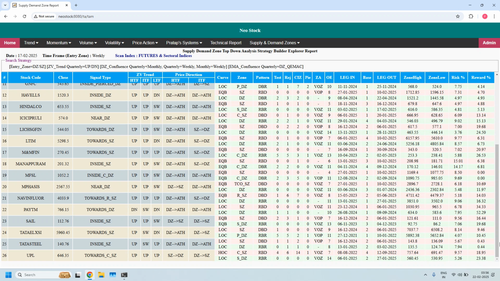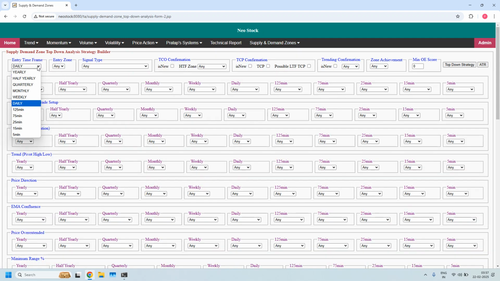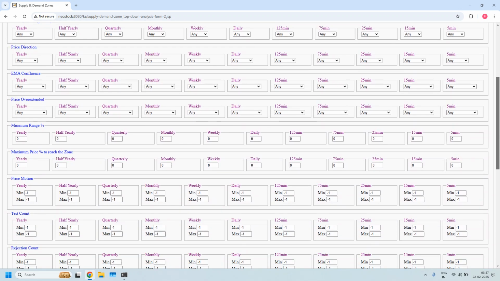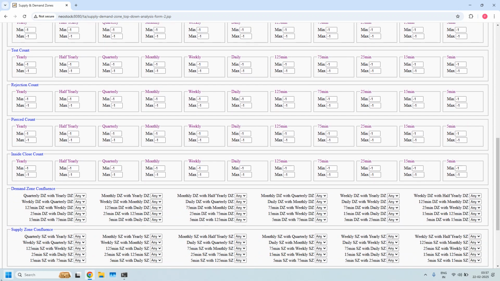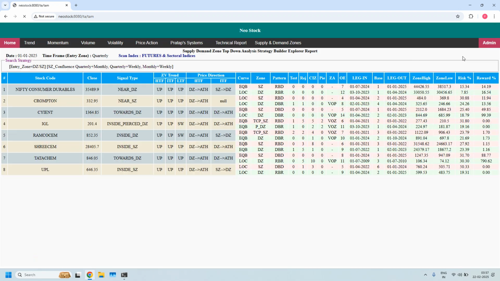Similar way, exactly look into the supply zone also. So quarterly time frame, let us look into the fine-tuned weekly zones inside quarterly, the supply zones. So 3 filters we have to select. First filter, weekly supply zone having confluence with monthly supply zone. Next, weekly supply zone having confluence with quarterly supply zone. Similarly, monthly supply zone having confluence with quarterly supply zone. With all the 3 filters enabled, we got 8 stocks.